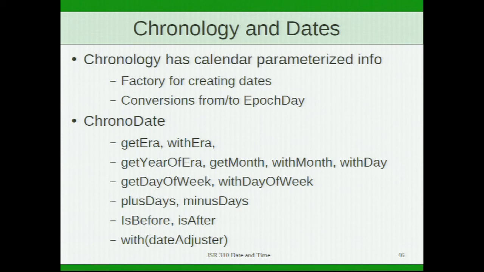Well, in general, the API has to be able to support new calendars because we're not going to provide all of them. So it is a goal, like with many of the other aspects, to be extensible in adding new calendars.